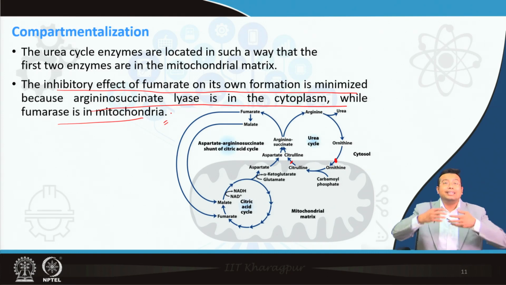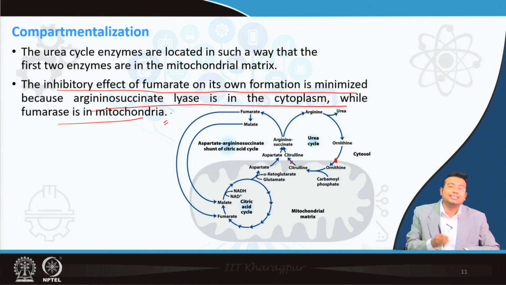Why? Because it needs to replenish aspartate. Since it is going outside, because fumarase is present in the cytosol, the inhibitory effect of fumarate on its own formation is negated, alright. I hope I have already explained this twice, so I hope now it is clear. If it is not, you can pause the video, rewind and rewatch again, right.